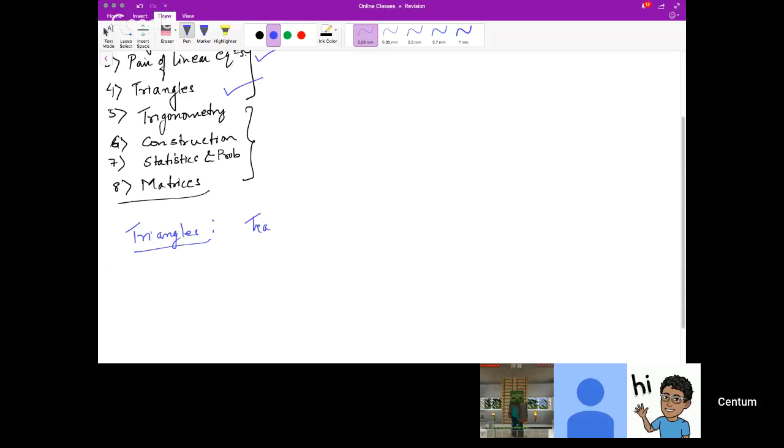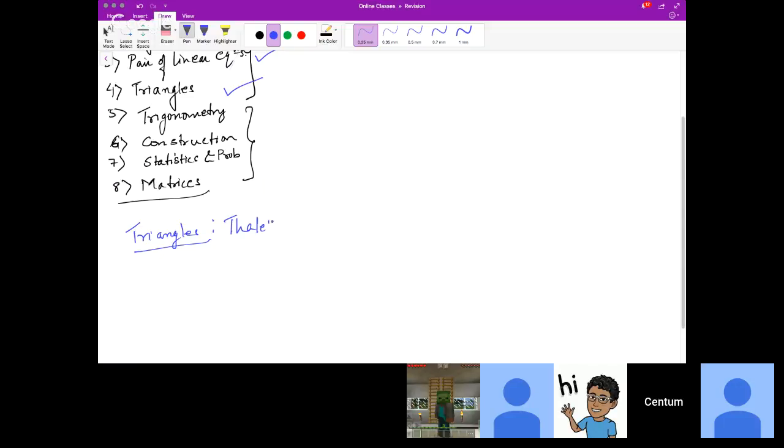Something called Thales theorem, or we call it the basic proportionality theorem. This was the first theorem which we studied during our sessions on triangles. Okay, now, what was Thales theorem?